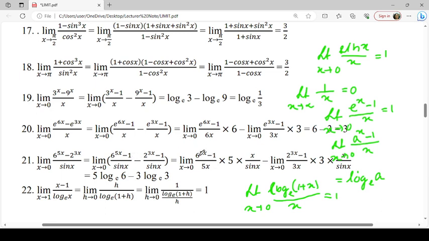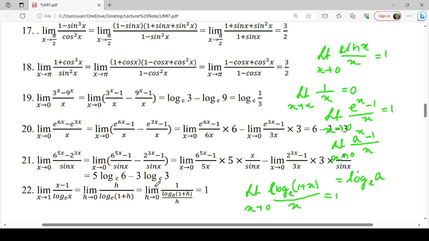Now these are standard limits. So this limit is 1, and this is a to the power x, so this one is log of a to the base e. So log of 6 to the base e. This is log of 6 to the base e into 5.